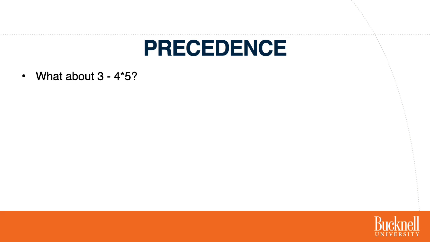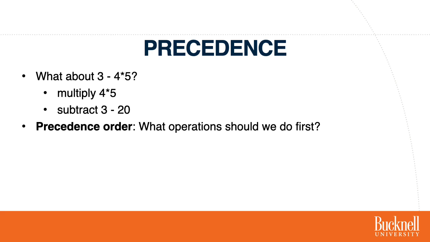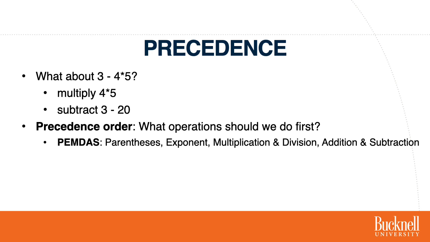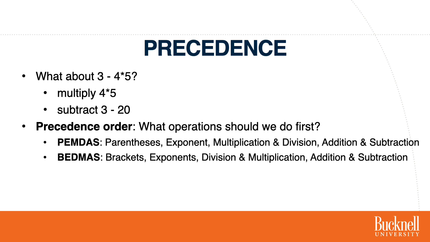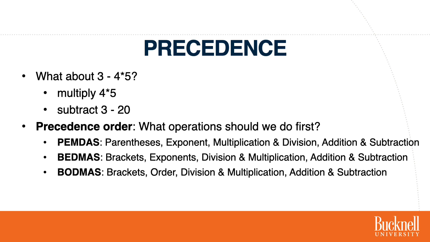What about 3 minus 4 times 5? In this situation, even though minus is left branching, we actually want to do 4 times 5 first. We want to multiply 4 times 5 to get 20, and then we want to do 3 minus 20. Precedence order determines what operations should be computed first. This is often memorized in America using the acronym PEMDAS: parentheses, exponent, multiplication and division, addition and subtraction, also known as BEDMAS and BODMAS in other countries.